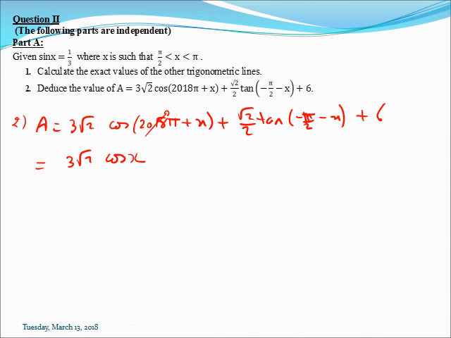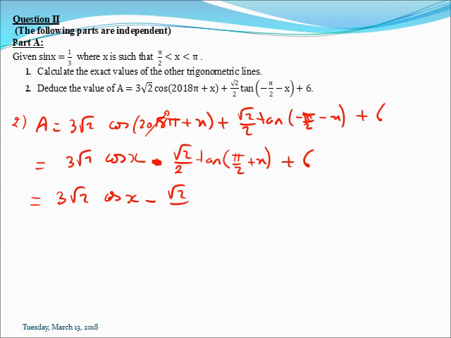Cosine x plus radical 2 over 2 tangent of minus pi over 2 minus x. Take a common minus, so this plus becomes minus tangent of pi over 2 plus x, equals 3 radical 2 cosine x minus radical 2 over 2 tangent of pi over 2 plus x. It's equal to minus cotangent x, so plus cotangent x here, plus 6 equals 3 radical 2.